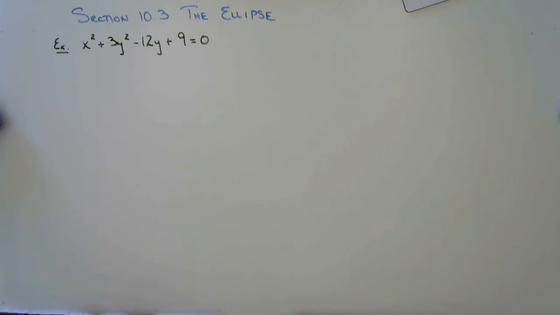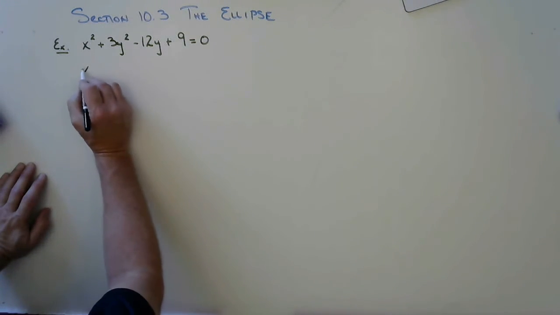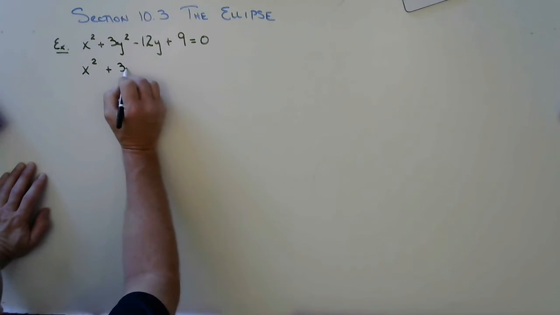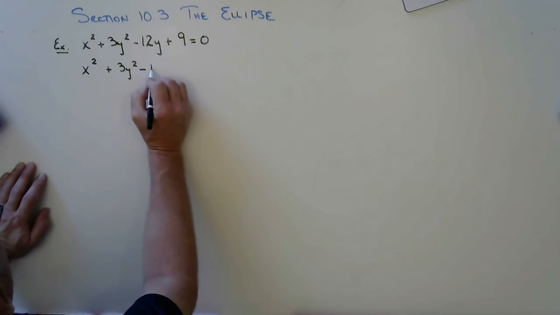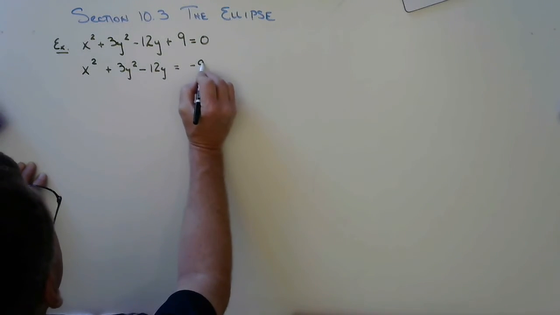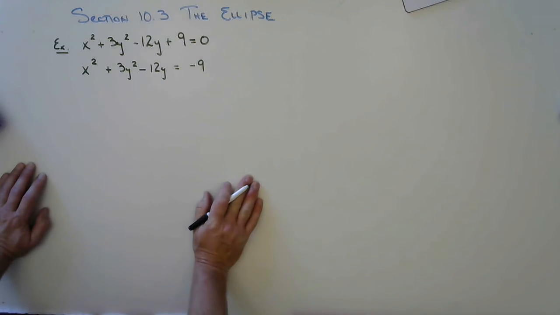And I know what you're thinking. That doesn't look anything like what we wrote down a second ago. That's okay. Don't panic. We're going to make it look like that. We're going to make it turn into what we wanted it to be. Watch. We're going to put the x squared here. We'll put the 3y squared and the 12y over here. And we're going to move that 9 to the other side.